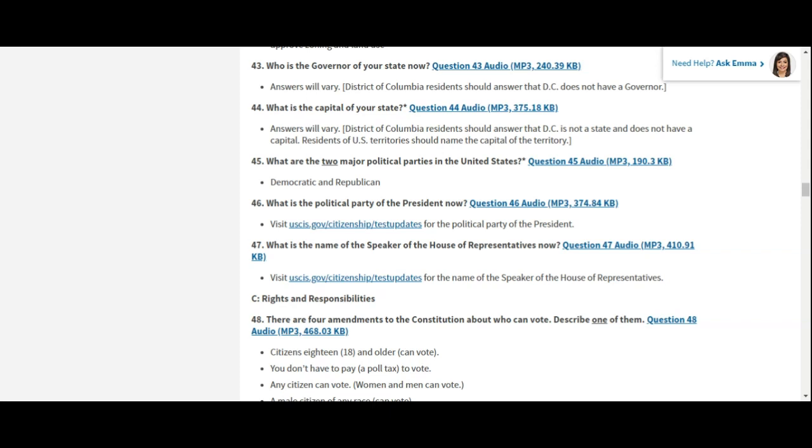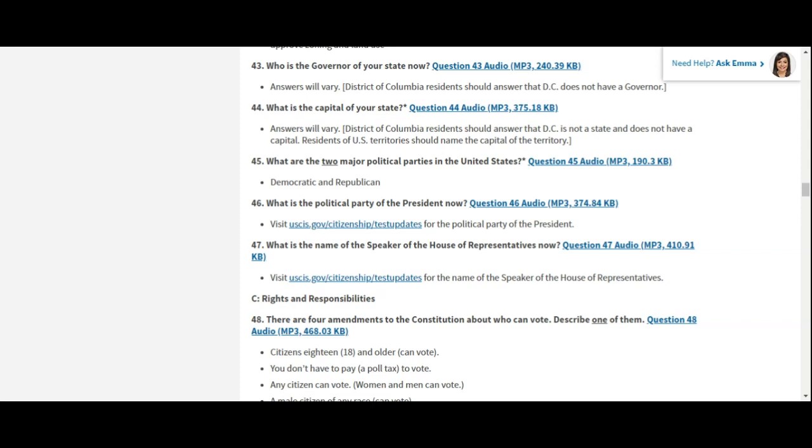What are the two major political parties in the United States? Democratic and Republican. What is the political party of the president now? Of course, visit the USCIS website for citizenship test updates, but it's currently the Democratic Party. He belongs to the Democrats. The president is a Democrat. He belongs to the Democratic Party.